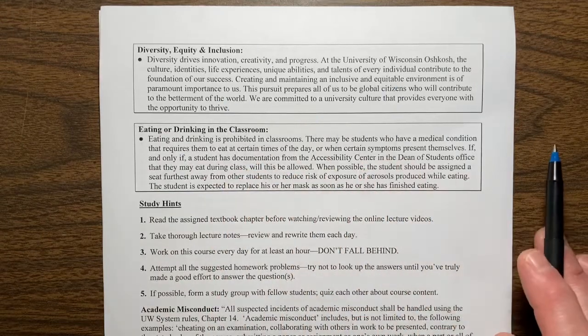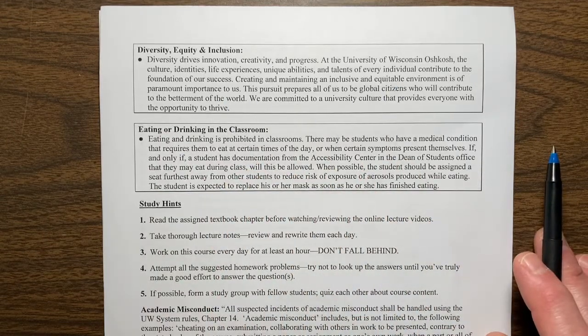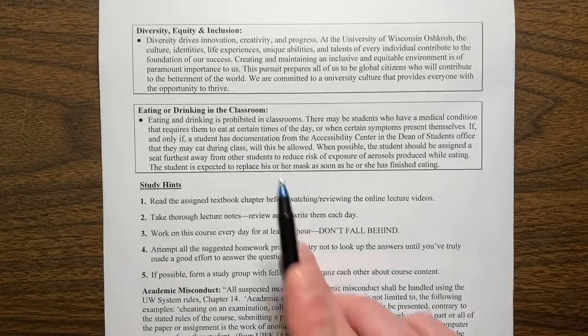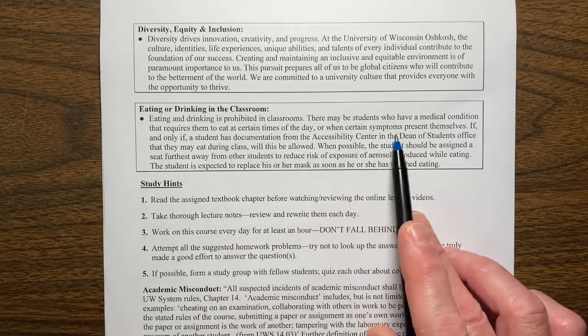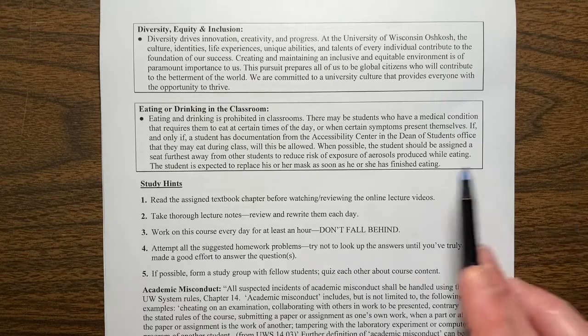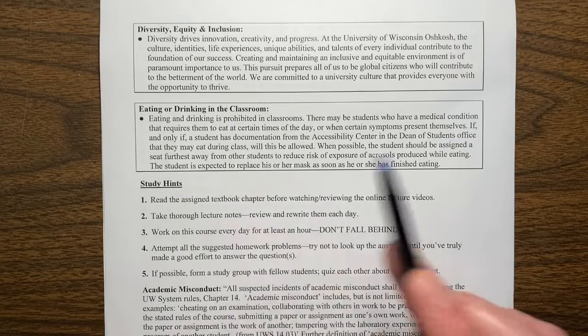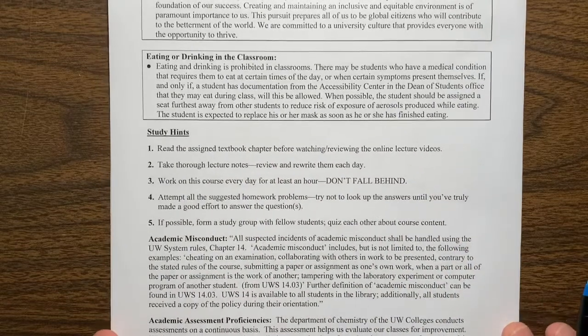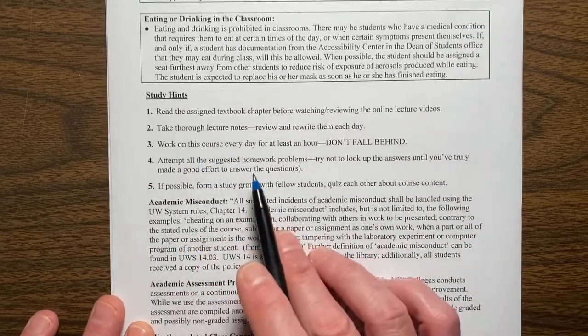This just goes over the diversity and philosophy of the school about being all-inclusive, which is a good thing. Eating or drinking in the classroom, there is an exception for some students who might have a medical condition that requires them to eat at certain times. If you are one of those students, please let me know at the beginning of the class so I am not caught off guard by you eating or drinking during class. When possible, the student should be assigned a seat furthest away. I'll take care of all that. Don't worry about that.